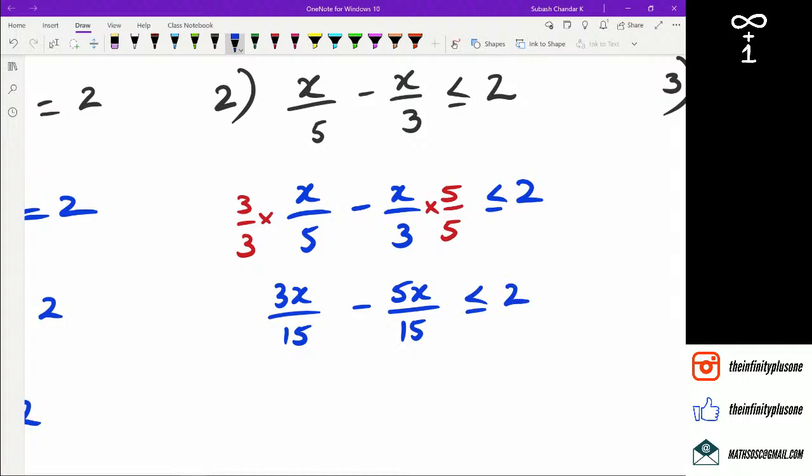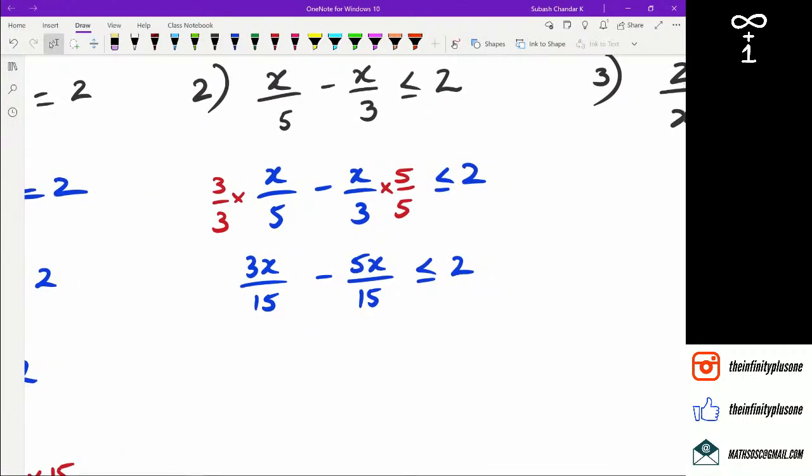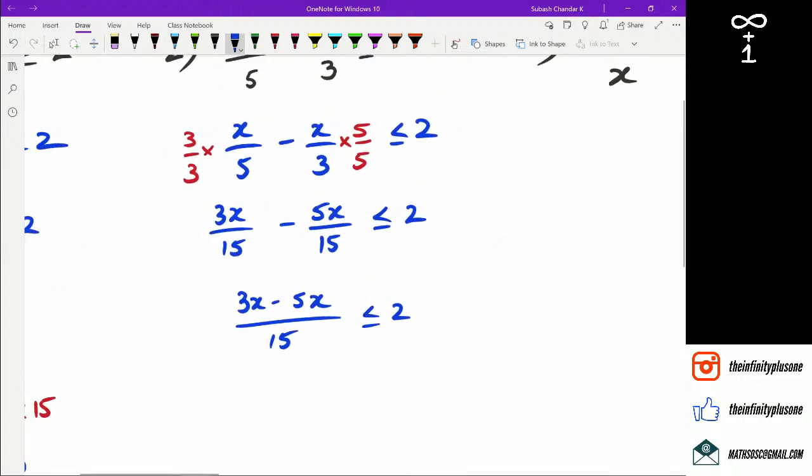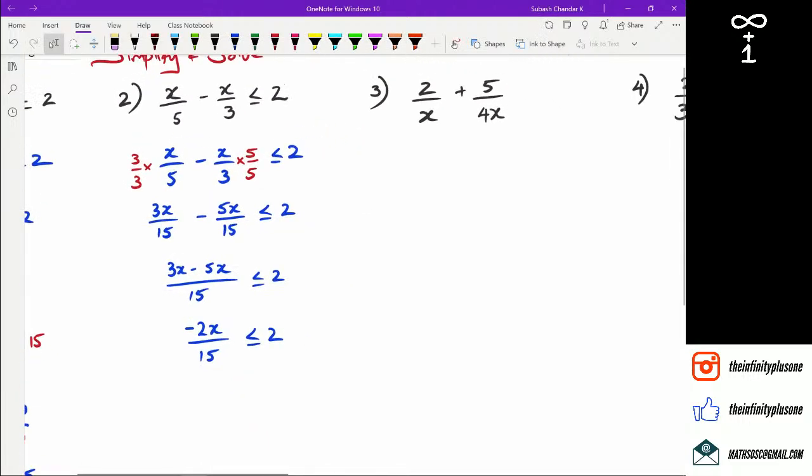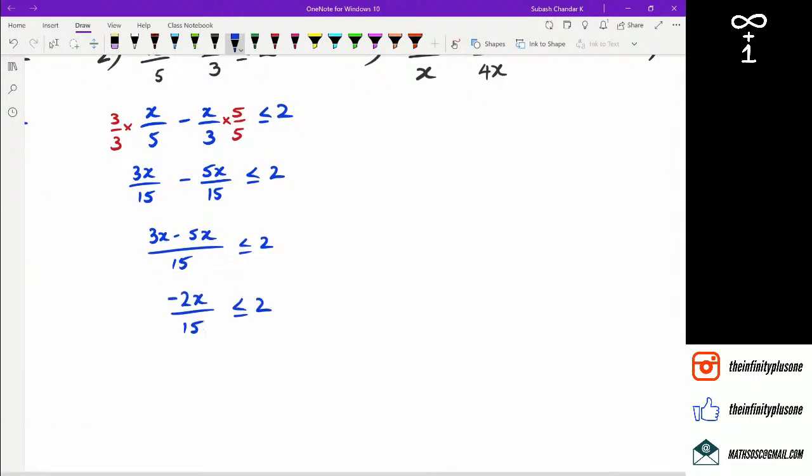Now at this point, because 15 is the same denominator for both of them, I can combine them. So what I'm going to get is 3x take away 5x over 15 is less than or equal to 2. So 3x take away 5x is going to be negative 2x over 15 is less than or equal to 2. And then now we're going to get rid of that 15. So 15 goes to the right hand side, and because it's being divided on the left hand side, on the right hand side it becomes multiplication. So what we've got here is negative 2x is less than or equal to 30.